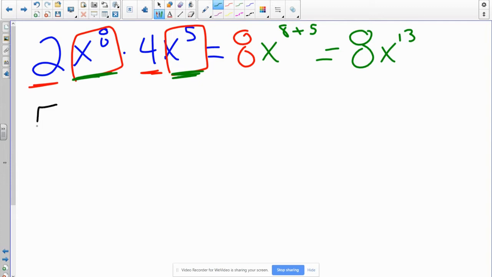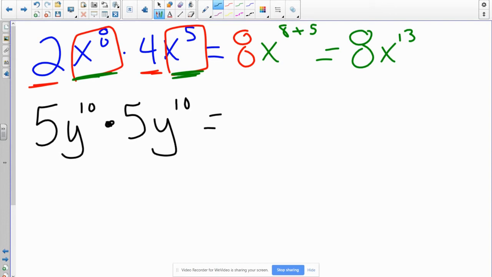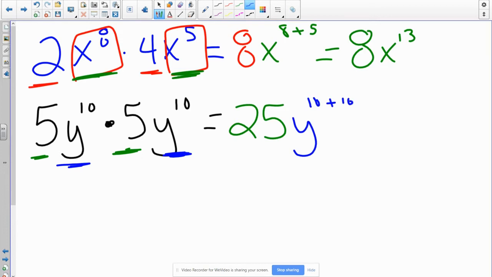Next problem. Let's go 5y to the 10th times 5y to the 10th. We'll just multiply the same thing. So again, ignoring the exponents or the exponential form and just looking at what we call the coefficients here, 5 times 5, don't change what you've learned before, is 25. Now we look at the exponents. We have y to the 10th times y to the 10th. So that would be 10 y's here plus 10 y's here, and that would equal 25y to the 20th.